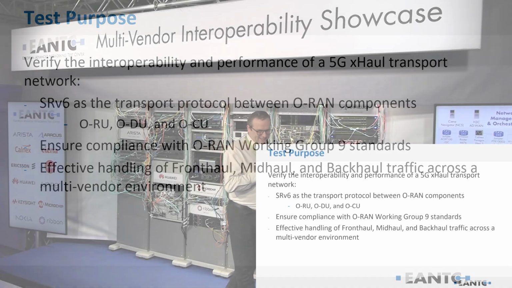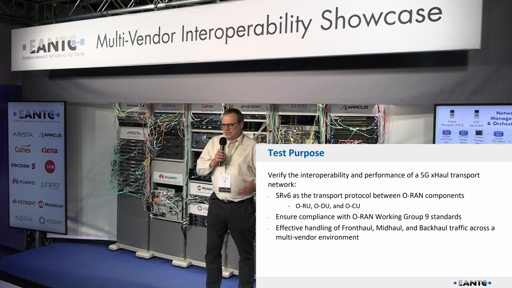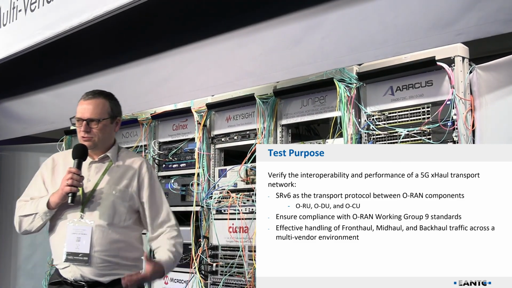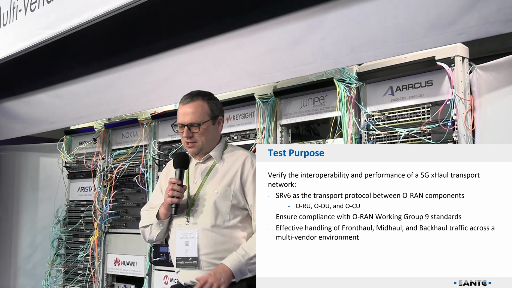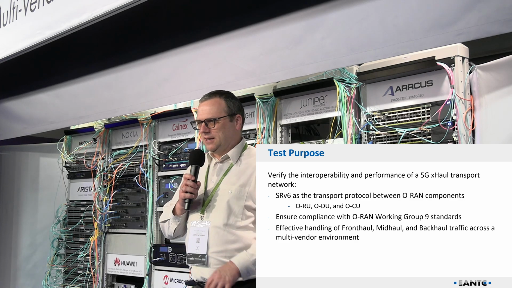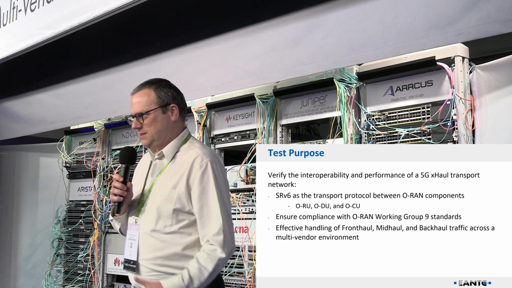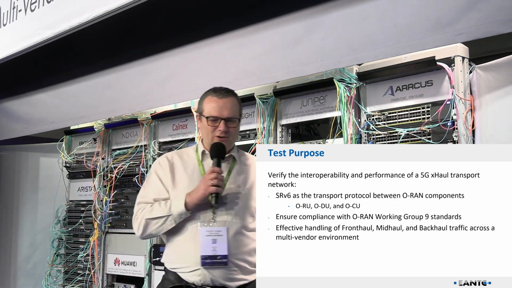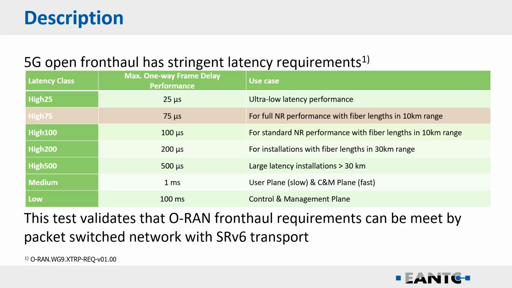So in this example we are using SRv6 as the transport to interconnect the O-RAN components. The O-RAN components are emulated: O-RAN radio unit, O-RAN distributed unit, O-RAN CU. This ensures compliance with the O-RAN Working Group 9 specifications, and effective handling of the traffic, especially for the front haul, because front haul traffic has very strict requirements when it comes to latency, jitter, and so on. So what are the requirements?